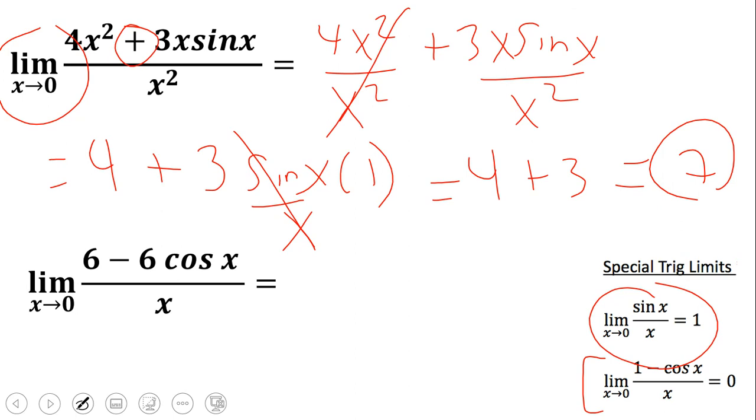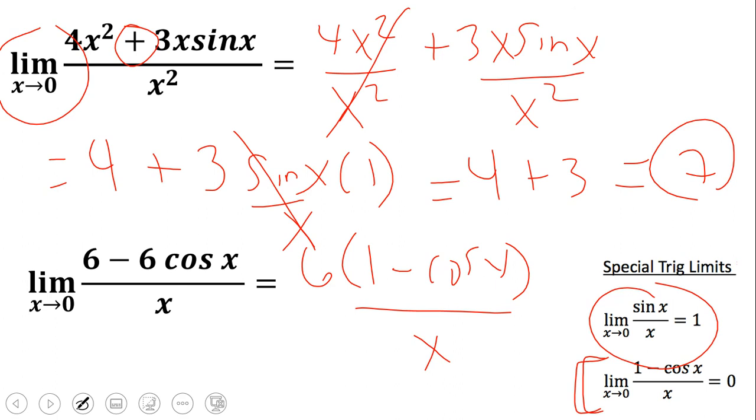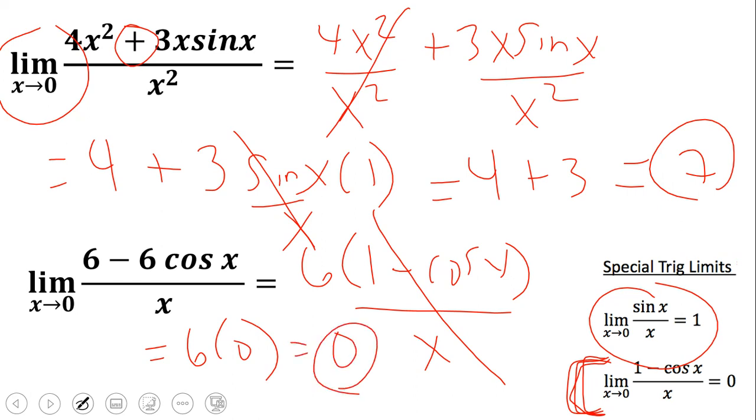Here, for 6 minus 6 cosine of x over x, looking at the formula, the problem is that there's a big fat 6 there. We wish that there wasn't. So we're going to factor that 6 out. If we factor that 6 out, we wind up with 1 minus cosine of x over x. That's the dream. According to our second formula, the limit of this entire thing is going to be 0. So the answer to this problem is 6 times 0, which of course winds up being 0. So again, your mission after direct substitution is to do as much algebra as you can to get down to one or more of these special trig limits.